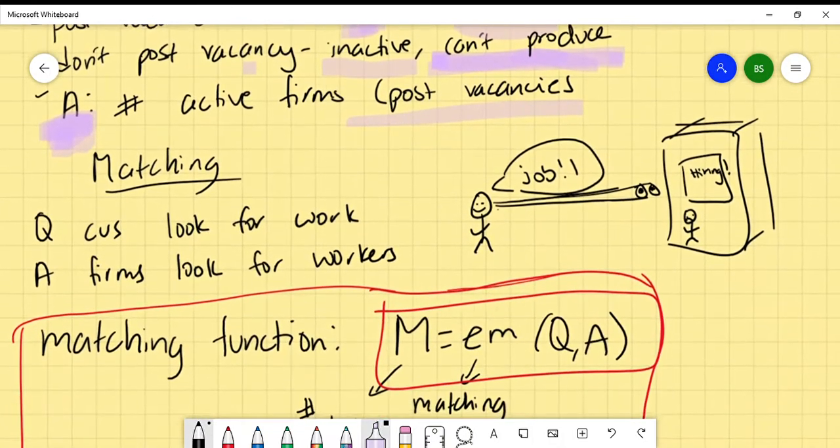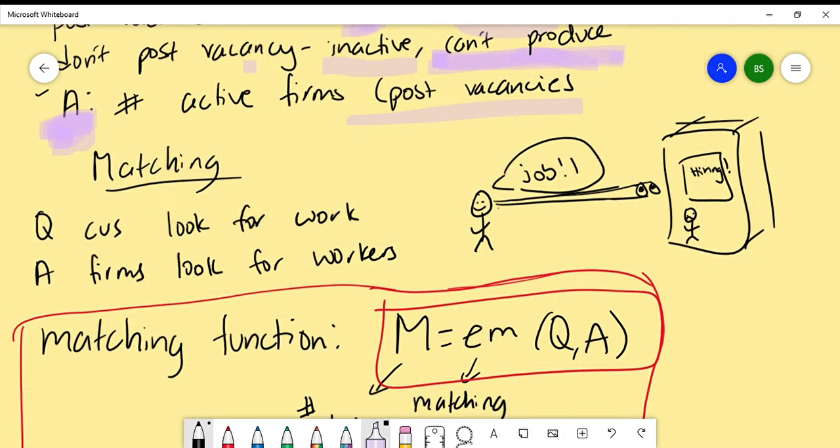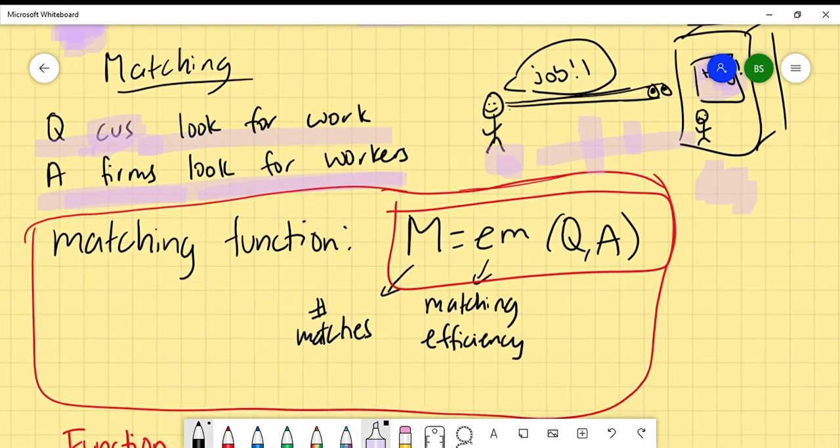Now we're going to go over to the matching idea. There are Q people, potential workers, looking for work. There are A firms looking for workers. So now there's a person who's like a Q, and they see a job posting, and then they go and join that company. There's a really big lag in this, so from now on, I'm going to make the purple coloring come before I speak, or it's going to be a bit odd.